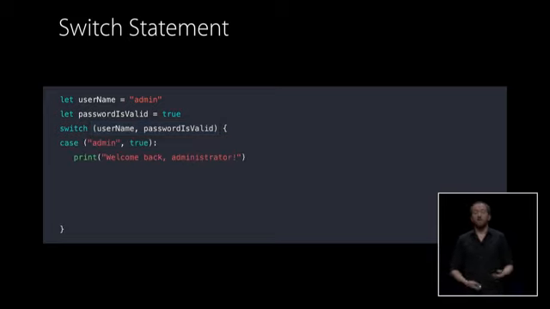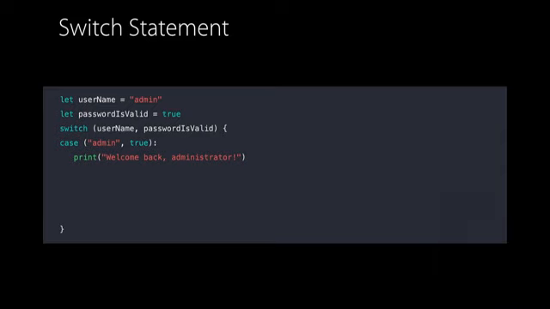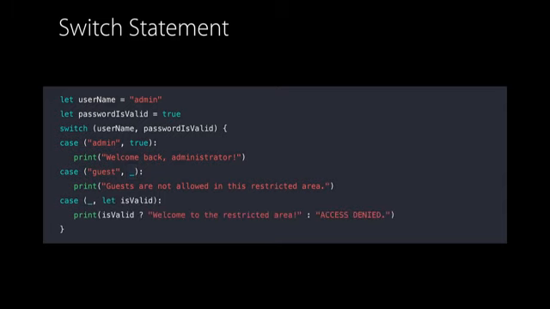We can have the case where the username is admin and the password is true, and print a message to welcome back our administrator. Now, in the case of a guest, we never want to allow the guest into the restricted area, even if their password is valid. And so we can ignore the password by writing an underscore, and this means just match any possible value here. For all other users, we actually don't care what the username is, we just care about the password.